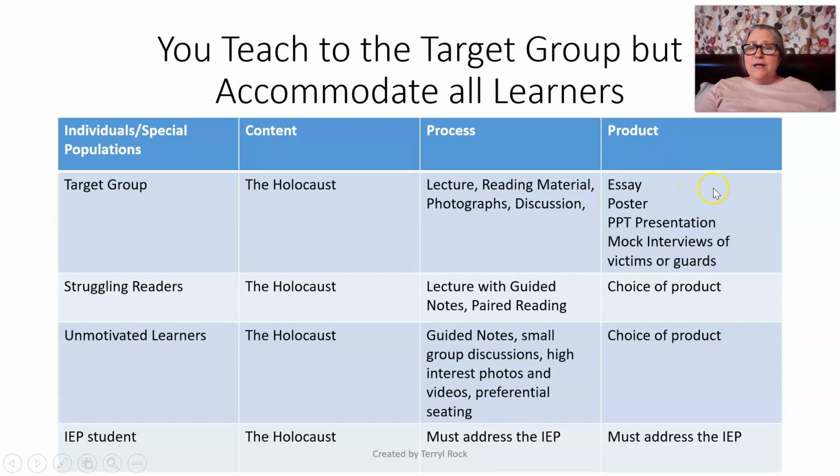And my product can change. So this would be the product for the target group. I might make this a choice of products so that my struggling readers and my unmotivated learners all have a way of demonstrating their mastery of the content.